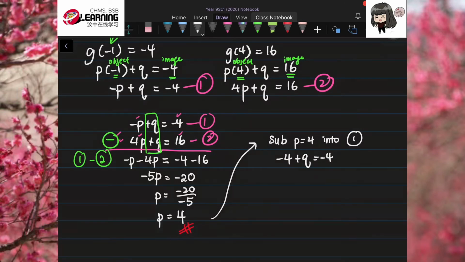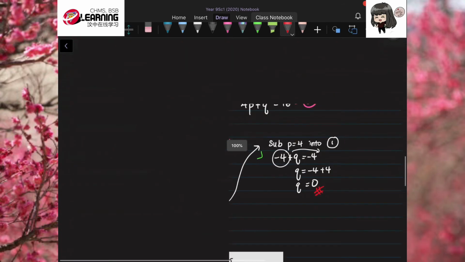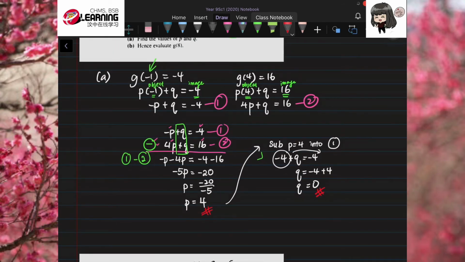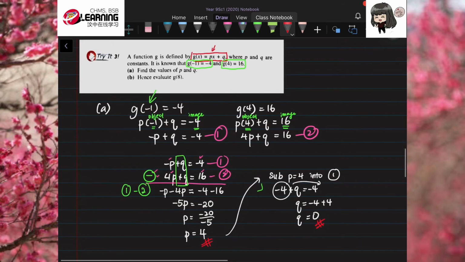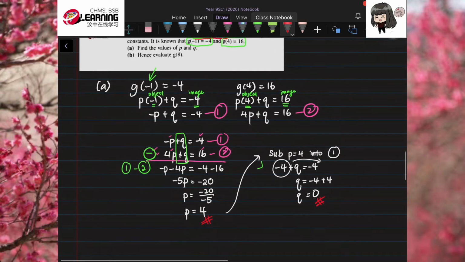Okay, according to the first equation here. So find q. Negative 4 plus 4. We move the negative 4 to that side, it becomes plus. So q is equal to 0. Therefore, we got our two answers here. The value of p is 4 and the value of q is 0.